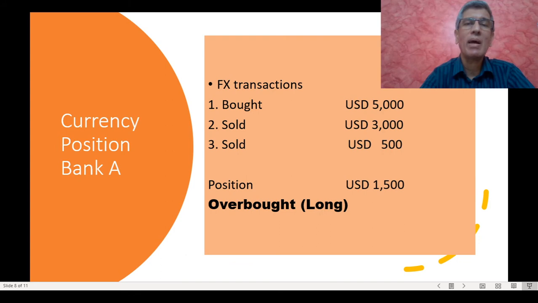Assume that the bank bought 5,000 US dollars from an exporter. It then sold 3,000 US dollars to an importer, and it again sold $500 to a sender of outward remittance. As we saw earlier, this results in an overbought position or long position of 1,500 US dollars. Now, this exposes the bank to foreign exchange risk. In this session, we'll understand its implications in terms of the liquidity management of the bank.